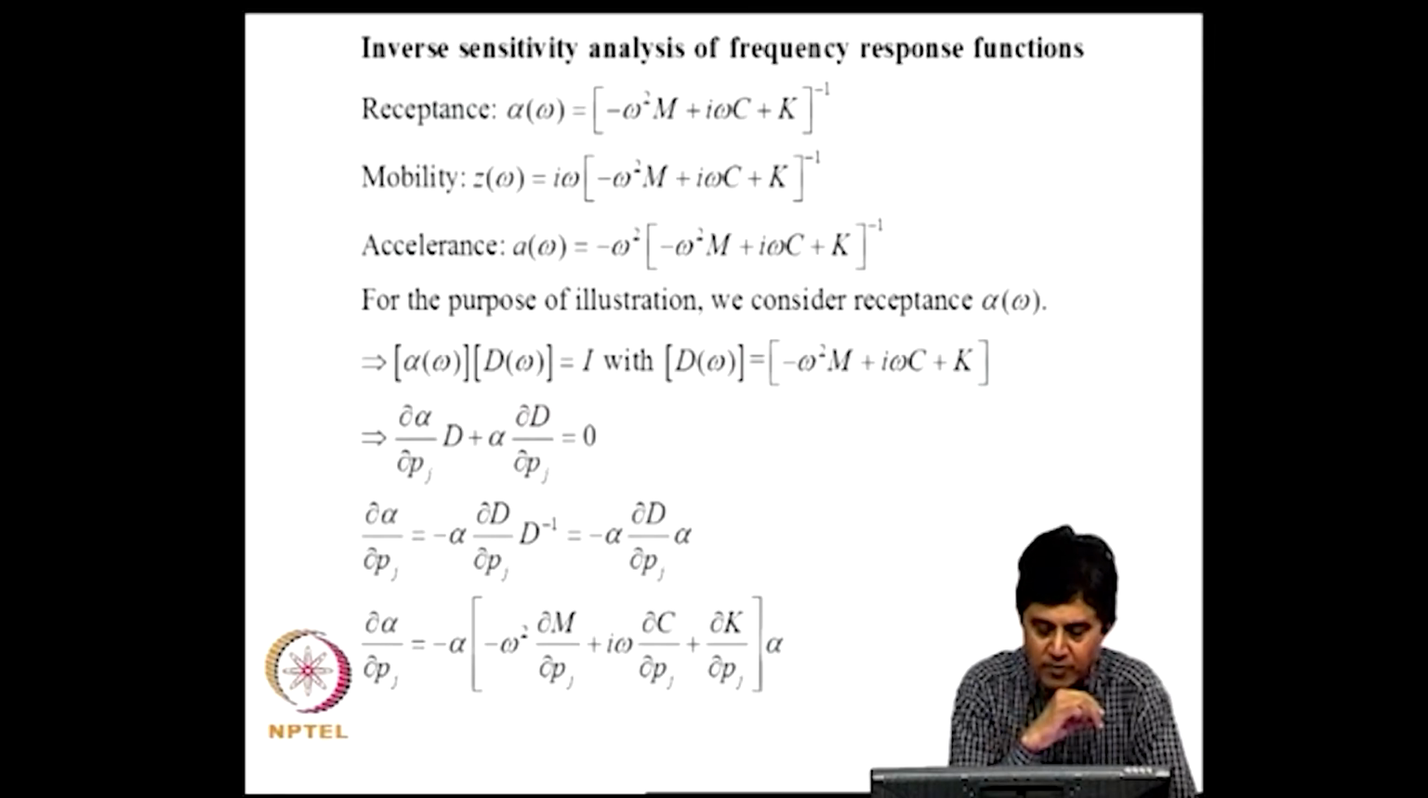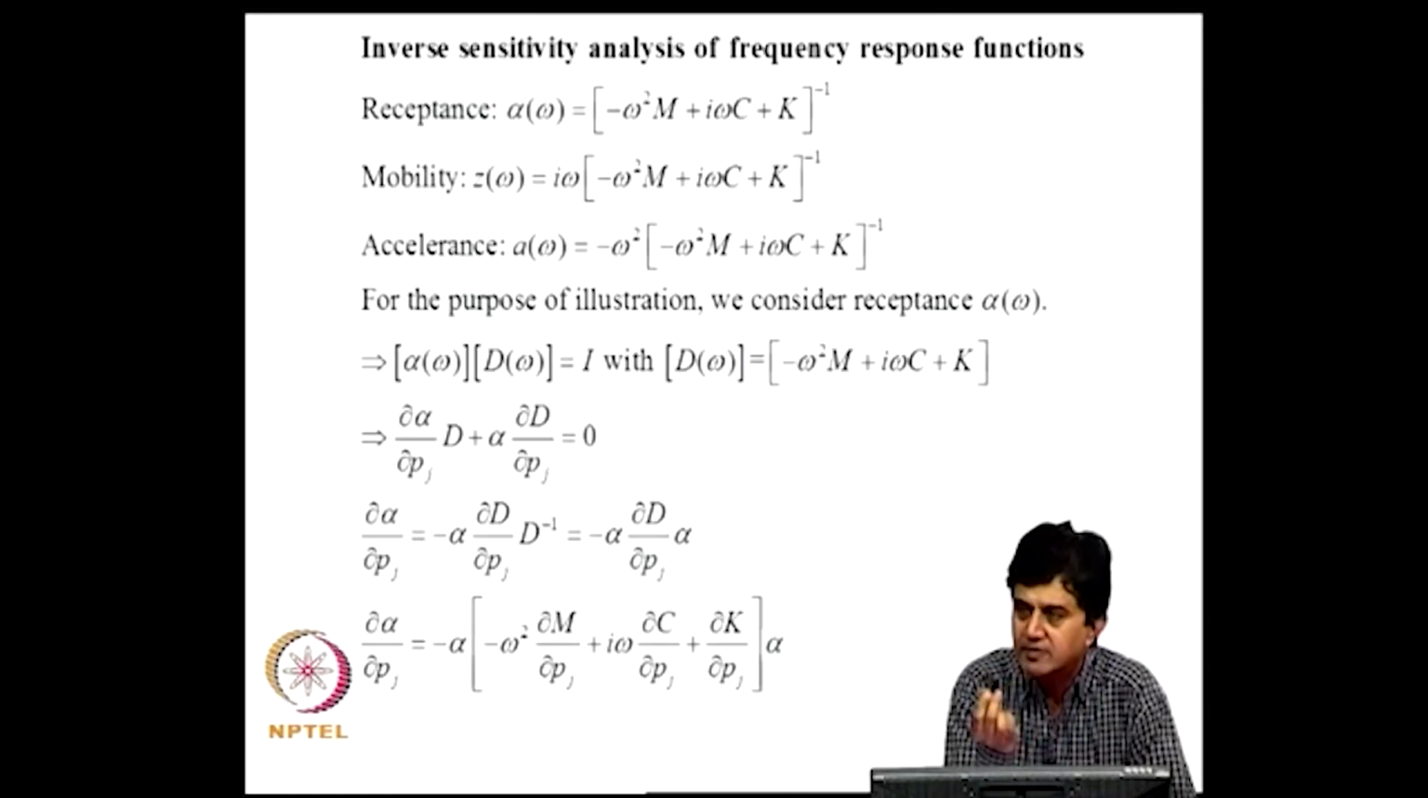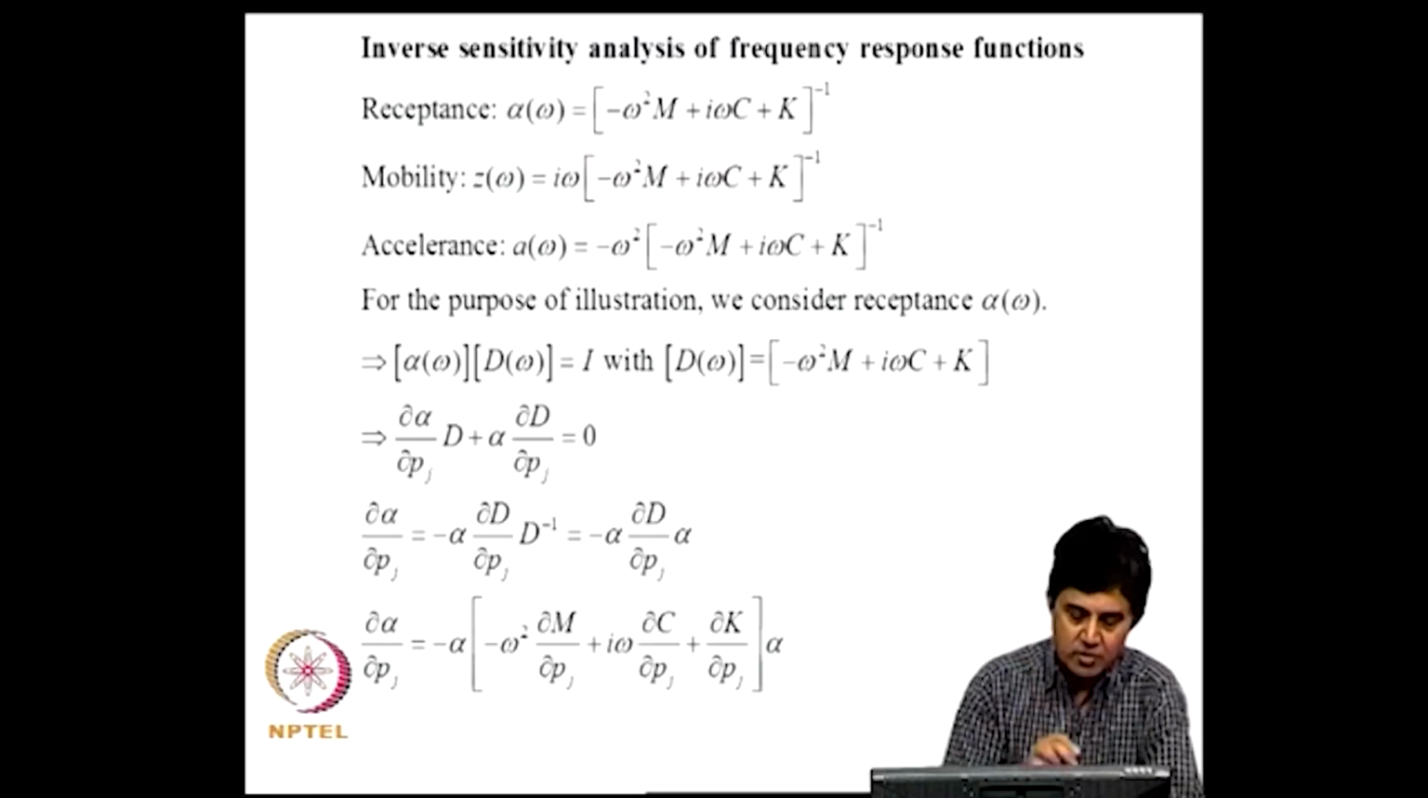So, if you want to perform a sensitivity analysis on the frequency response functions themselves, you can predict the frequency response function from your postulated mathematical model and compare it directly with the measured frequency response function. You will get certain differences, and that you can now study to determine the parameters p. So, how do we do that?